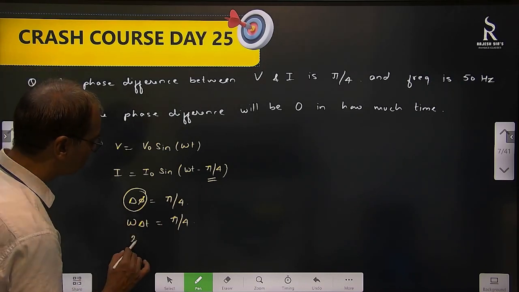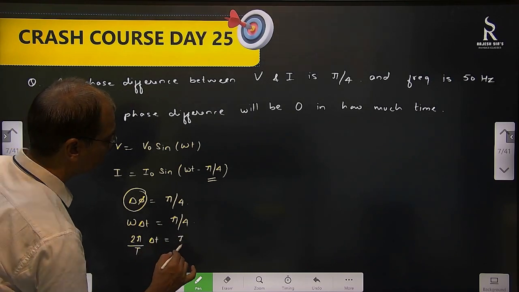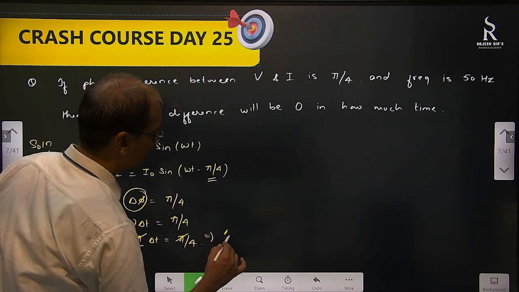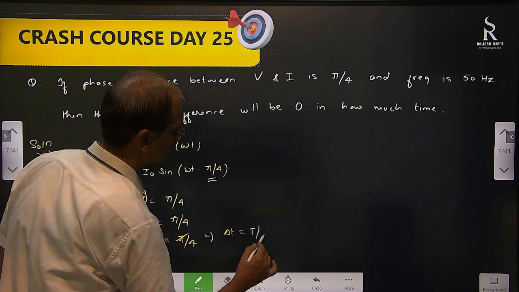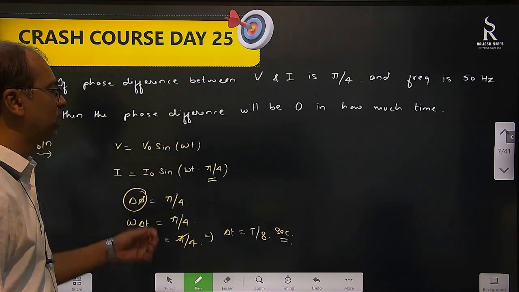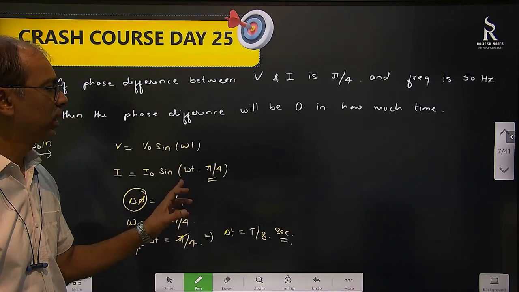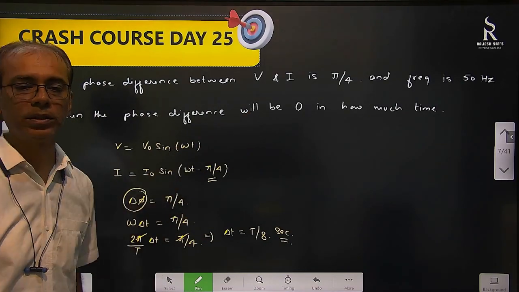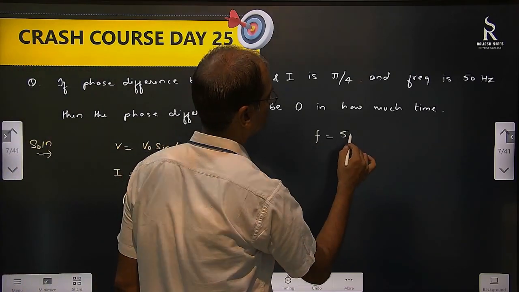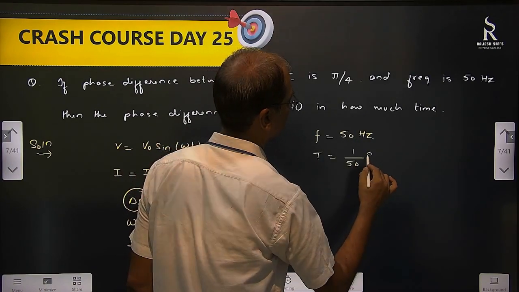So this is 2 pi by T into delta t into pi by 4. Pi gets cancelled, so delta t is going to be T by 8. After T by 8 seconds, there are chances that both will be in the same phase. Now this T will be decided in terms of frequency. Frequency is given as 50 hertz, so the time period is 1 by 50 of a second.